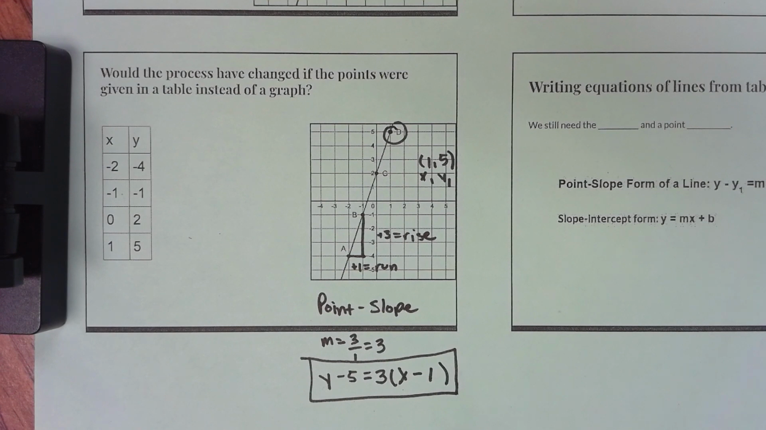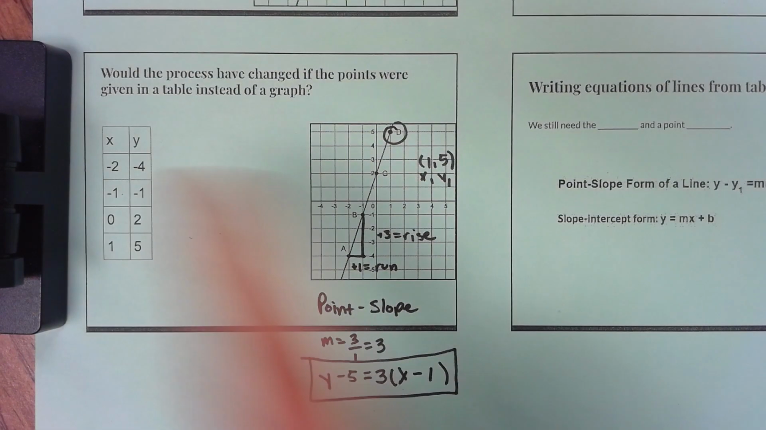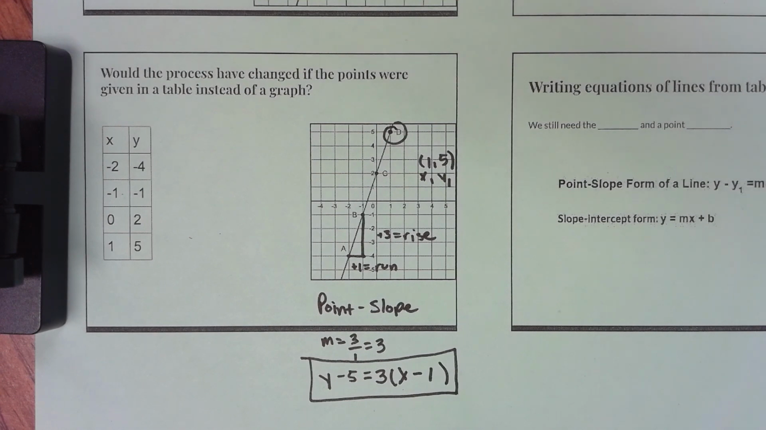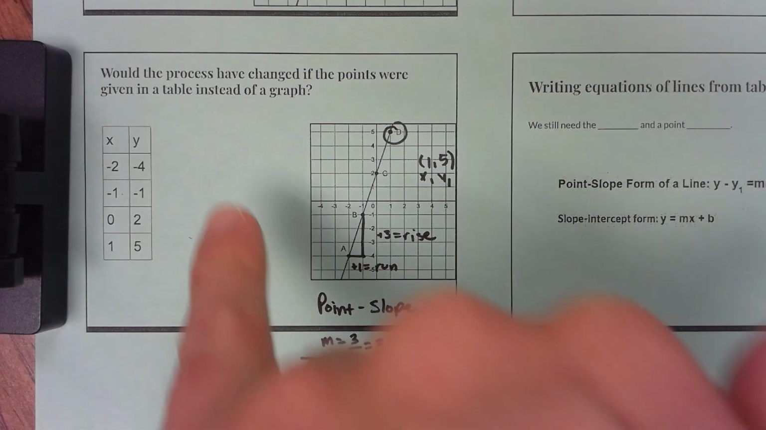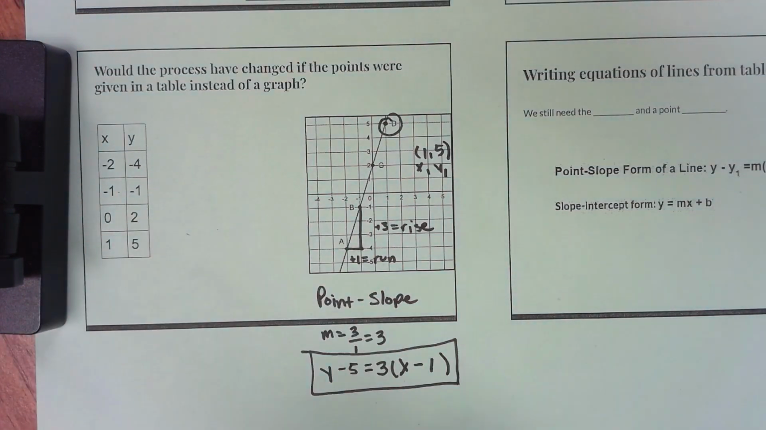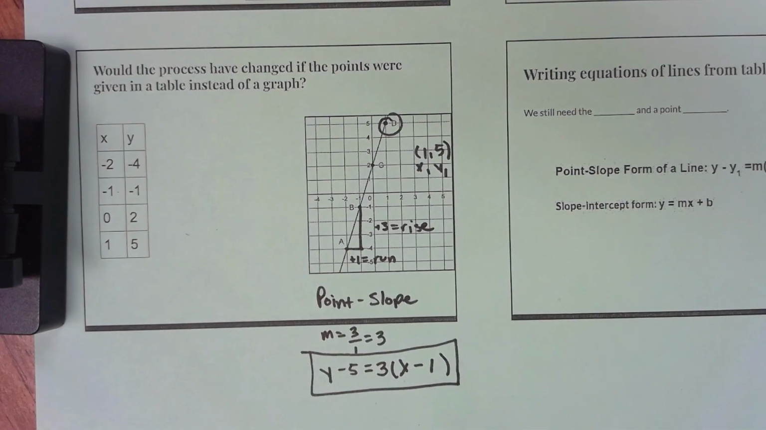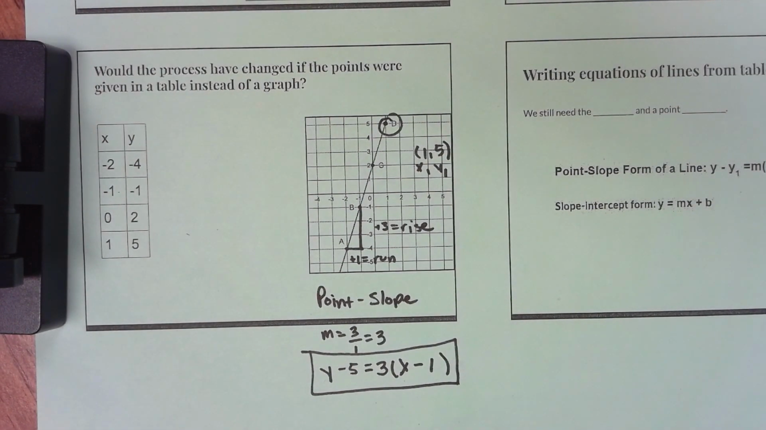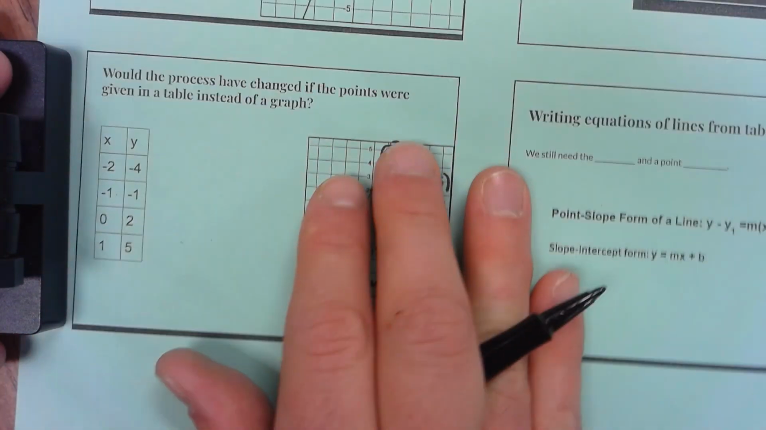So how does this process change when we're working in a table? Really, the only thing that changes is how we find the slope, right? Because now I'm not trying to find the rise. Well, I'm kind of finding the rise, right? Another way to think about rise is change in y. So when I'm finding my rise in the table, really I'm identifying the change in y. When I'm finding the run, I'm finding the change in x. Okay, so nothing really changes. We're just combining how we find slope and then putting together an equation.